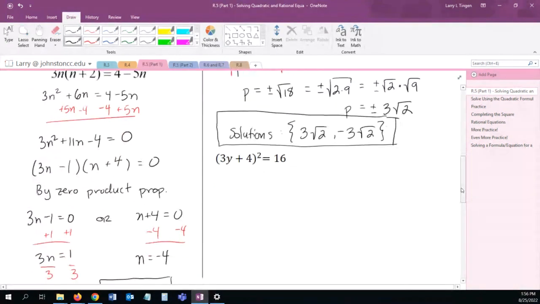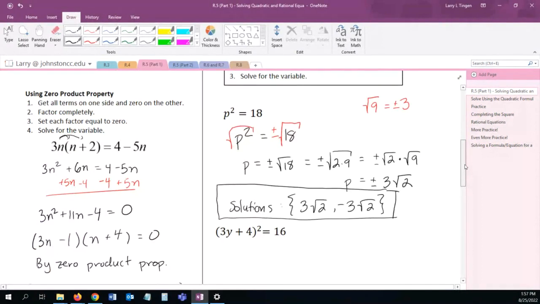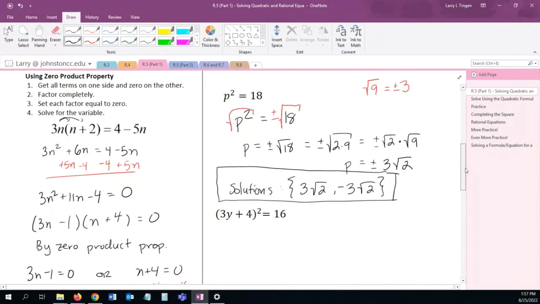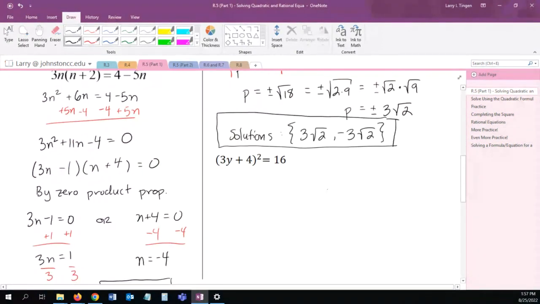Thoughts? Okay, still feels like something you've seen before. That's what we want. How about the next problem? I got 3y plus 4 quantity squared equals 16. This doesn't look like the problem before, but it is just like the problem before. I already have something squared is equal to a real number.